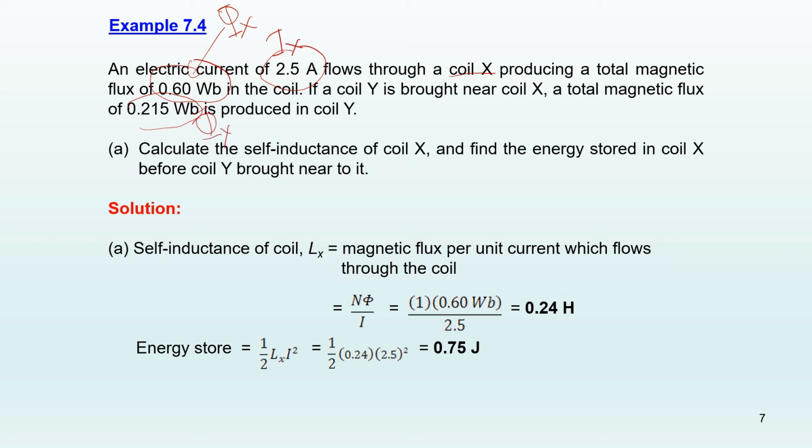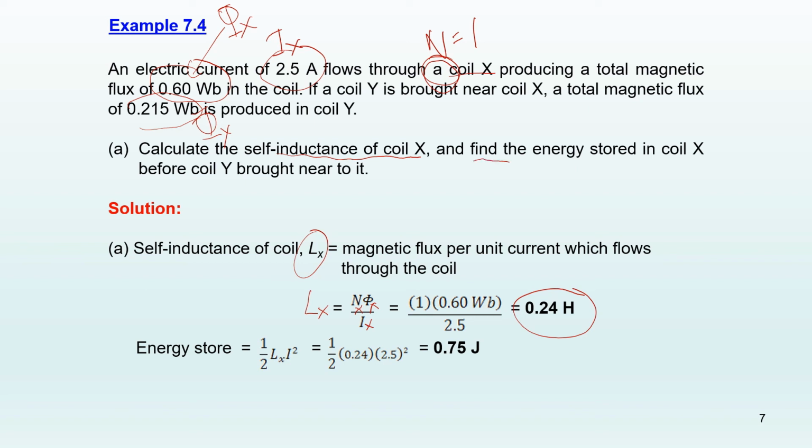Now calculate the self-inductance of coil X. So self-inductance sama dengan N flux over I. So yang ni Nx flux X Ix. So Nx ada ke? Tak ada. Yang ni a coil. So N dia sama dengan 1 lah. Okay, flux dia dah cakap dah. Flux X adalah 0.6 bagi dengan Ix 2.5. Then you will get self-inductance in X coil adalah 0.24 Henry.